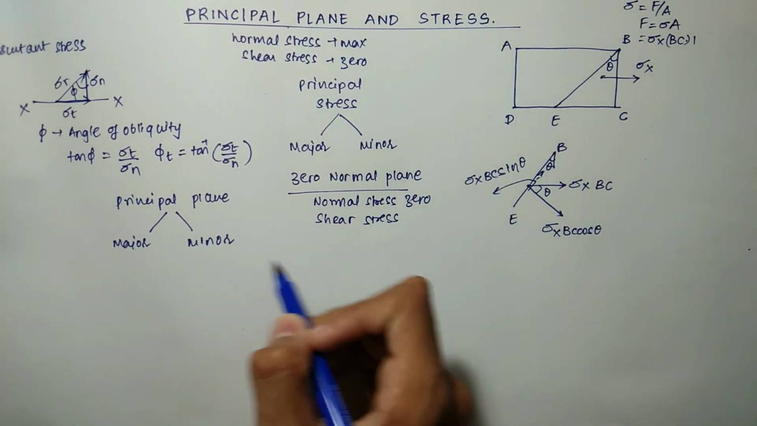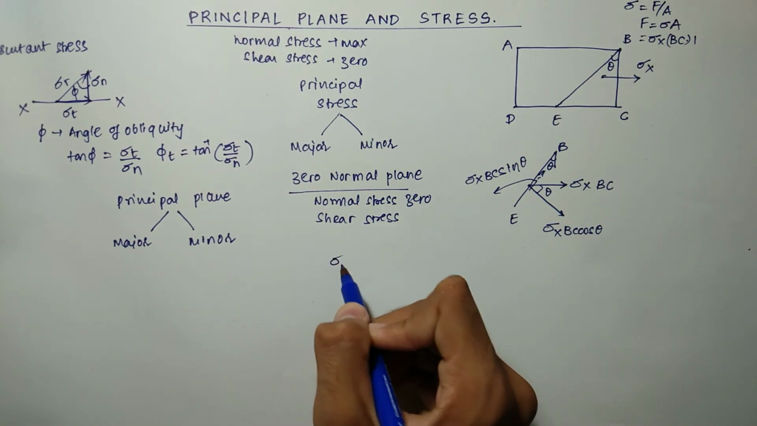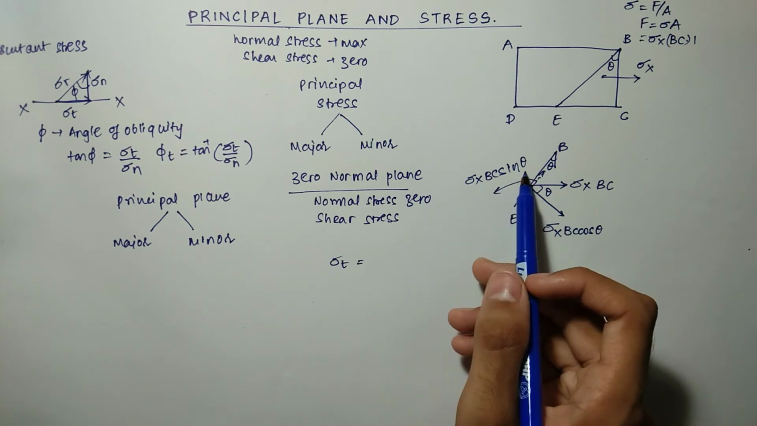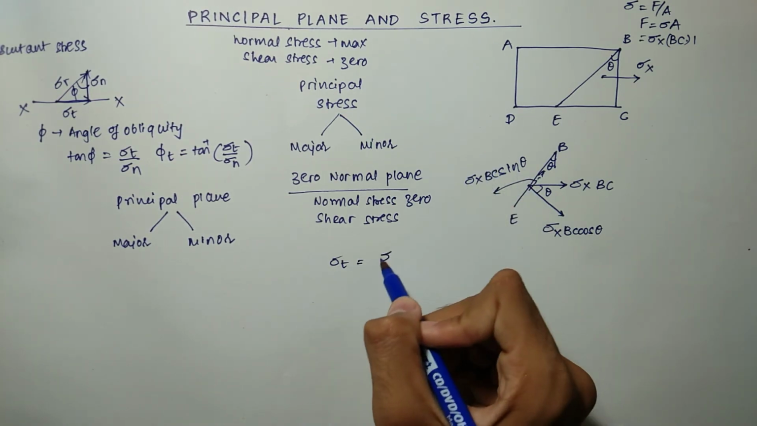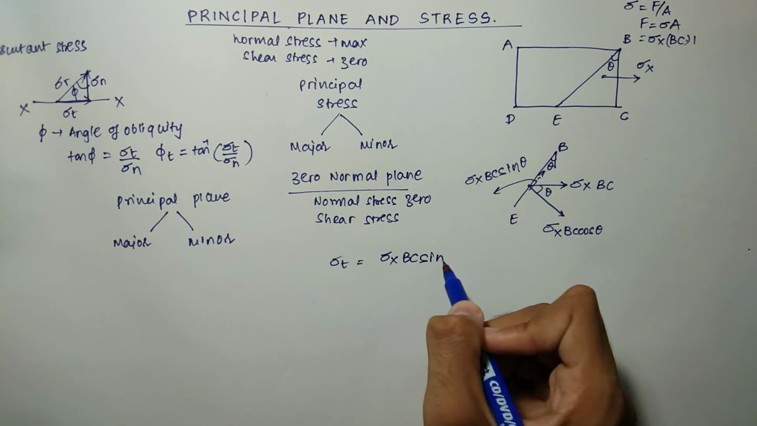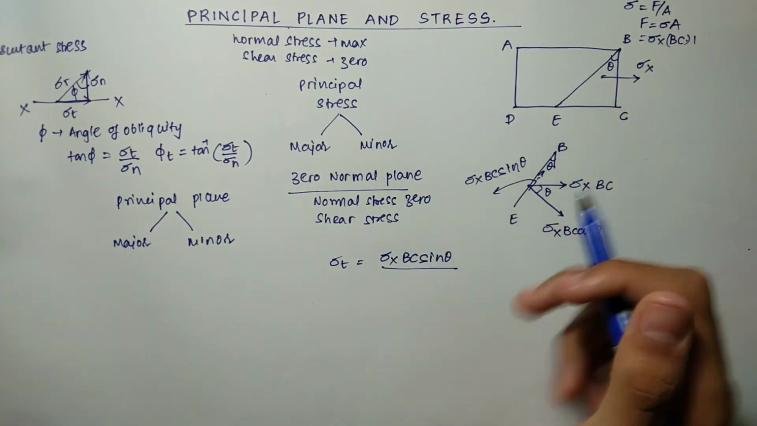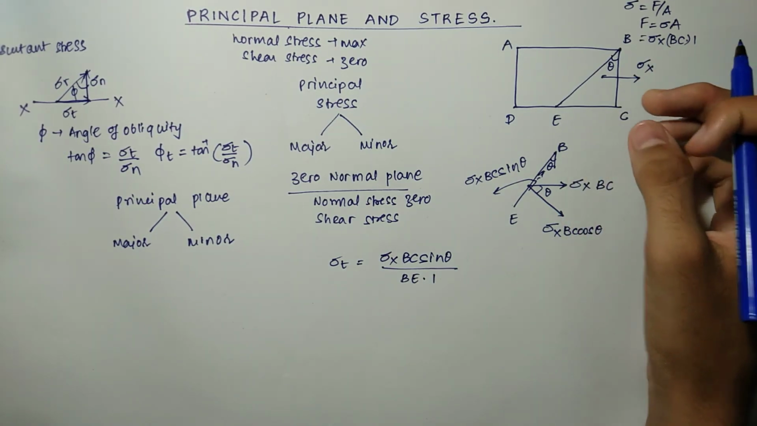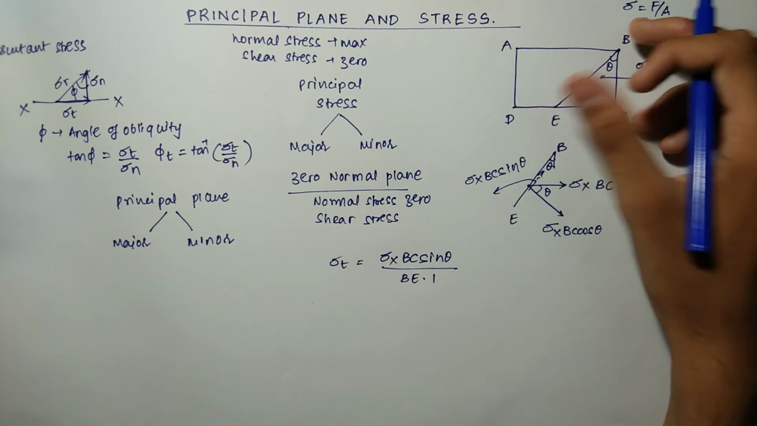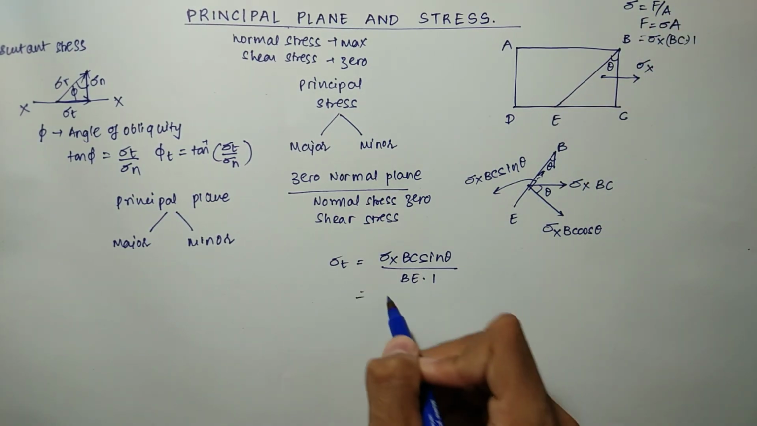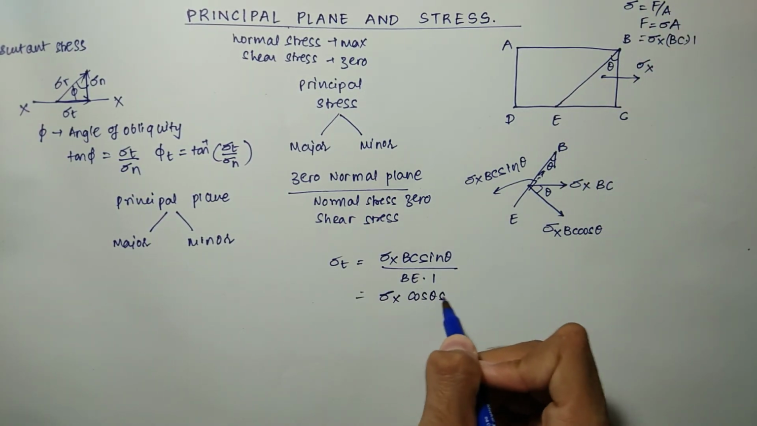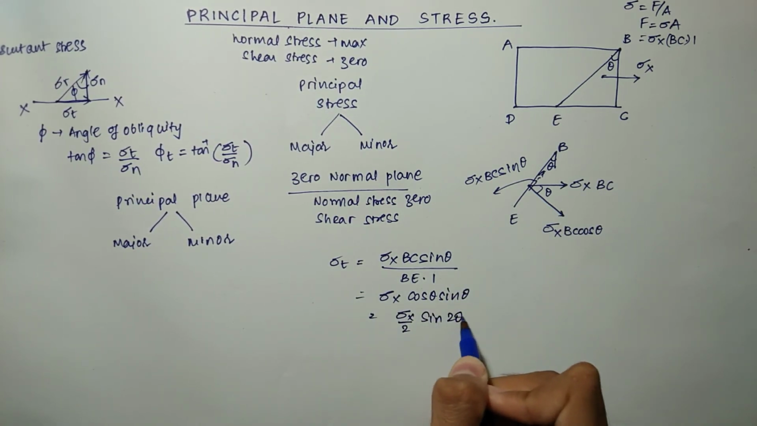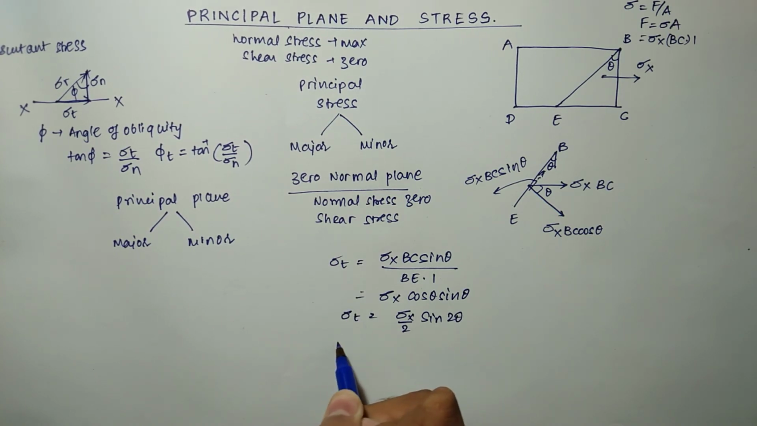Hence for sigma t, the tangential component of the stress is given by the component of the force, which is sigma x BC sin theta, divided by the cross section area. Cross section area is nothing but BE into 1, as it is of unit thickness. Now from the figure one can see that BC divided by BE is nothing but cos theta. Therefore sigma x into cos theta into sin theta, or one can write it as sigma x divided by 2 into sin of 2 theta. This is the expression for the tangential stress.